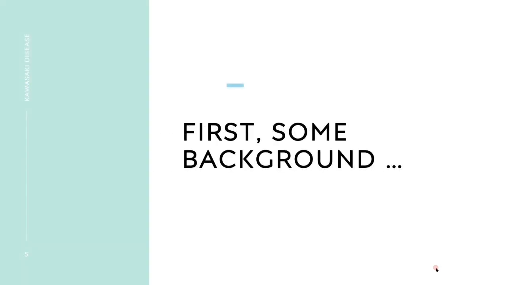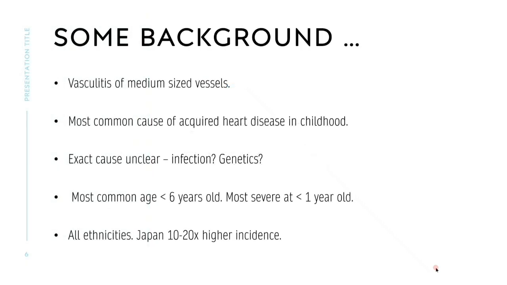So that's some background about Kawasaki. It is a vasculitis, especially of the medium-sized vessels, but to make our lives even more miserable as doctors, it's not specific to medium-sized vessels. You can have involvement of all other size vessels. It can involve capillaries, veins, small vessels, and even large arteries. It can actually involve the aorta as well. And it is the most common cause of acquired heart disease in childhood.